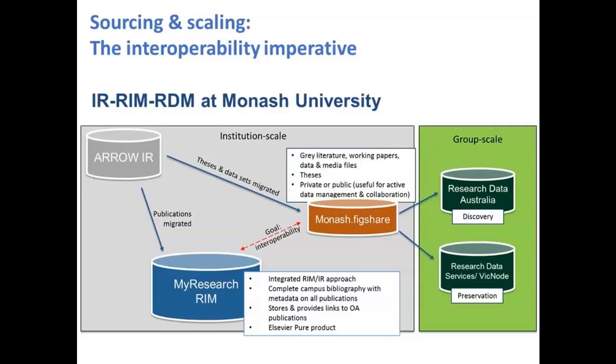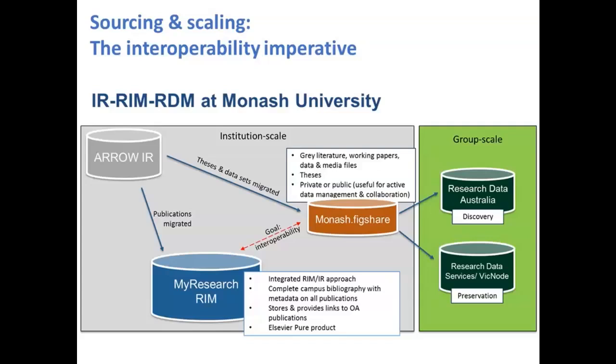Data Australia. So let me just point out a couple of places where interoperability issues have come up within this network of differently sourced and differently scaled services. One is the transfer of metadata about Monash data sets produced by Monash researchers, from the Figshare instance to Research Data Australia, which is the National Research Data Discovery Service. So this is an important transfer point for data among these systems. And actually, Monash recently completed a project to automate this transfer and keep the metadata synchronized between the two systems.